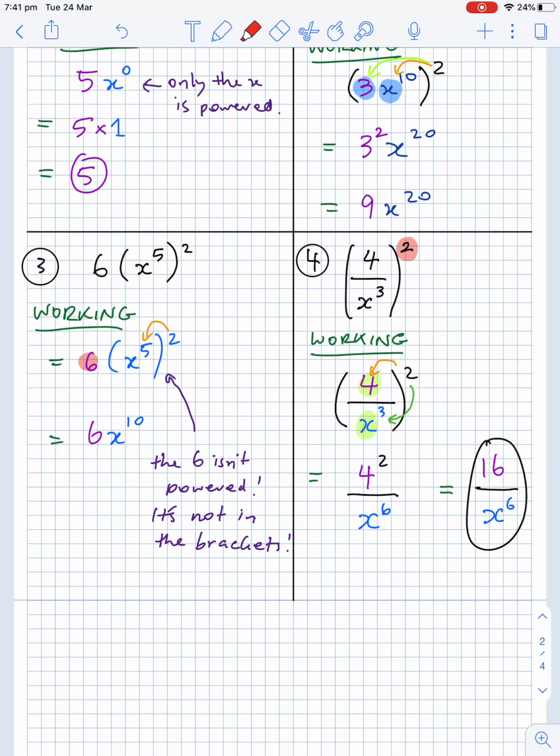Question 4, we're dealing with a 2 that's powering a whole fraction. So that 2 has to go to each part of this fraction. So 4 to the power of 2, that's 4 times itself, which is going to give you a 16. And then lastly, the 2 applies to this bottom part here, but it's already got a power. So it is a power of a power, so you multiply those together. 3 times 2 gives you a power of 6. So there's your final answer, 16 over x to the power of 6. Make sure stuff up the top stays up the top, stuff down the bottom stays down the bottom.